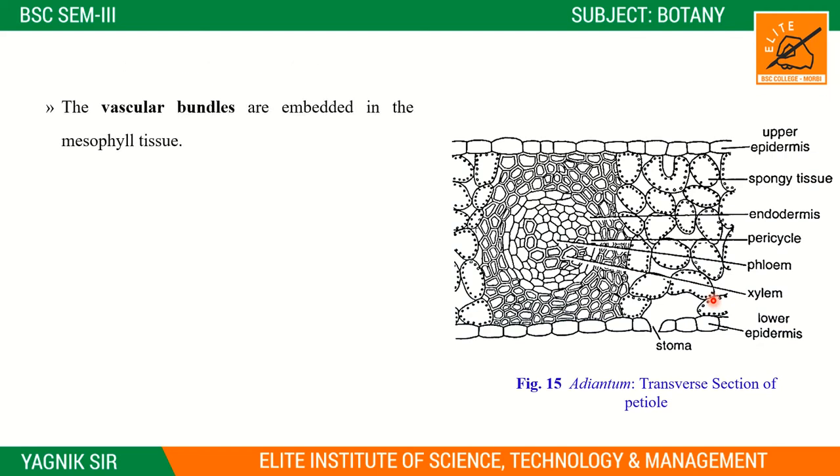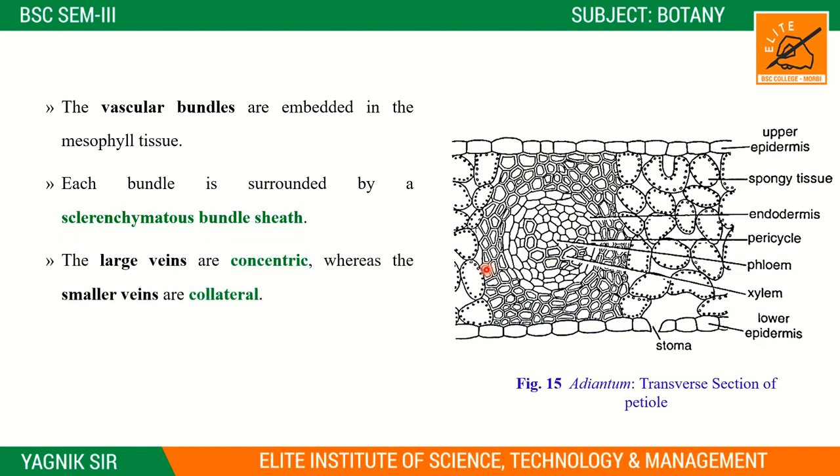The vascular bundles are embedded in the mesophyll tissue, right? Where is the position of the vascular bundle? Actually, here the vascular bundle is embedded in the mesophyll tissue, right? This is all mesophyll tissue and these vascular bundles are embedded, right? And each bundle is surrounded by a sclerenchymatous bundle sheath, right? Here these vascular bundles are covered with the sclerenchymatous bundle sheath, right? And the large veins are concentric. Concentric means the xylem is at the center, right? And the various smaller veins are collateral. Collateral means the phloem is on the outer side, right?